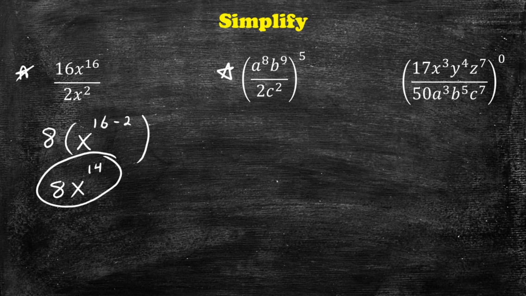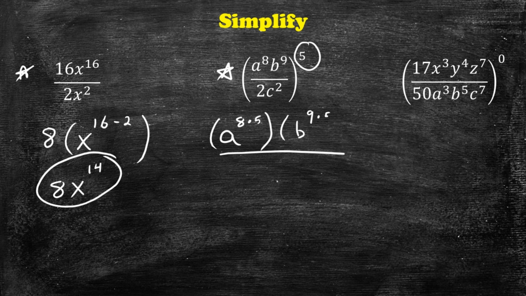So let's look at the middle one now. So we have this 5 that's raising everything inside. So we're going to go ahead and distribute that to everything. So what that's going to look like is, and let me put a parenthesis here, a to the 8 times 5, since it's being raised, times b to the 9 times 5, all over 2 raised to the 5. You still have to include the 5 to even just numbers. And then we have c to the 2 times 5.